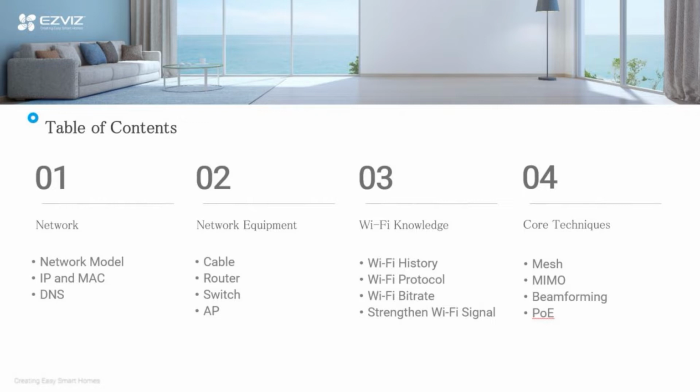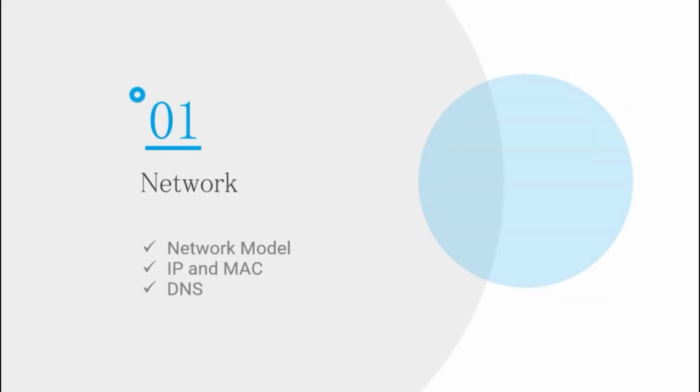The third part is Wi-Fi related knowledge, including the history, protocol, bitrate, and methods to strengthen the Wi-Fi signal. And the fourth part is a brief introduction to network-related technologies, including mesh, MIMO, beamforming, and PoE. Now let's move to the first part, the network basics.